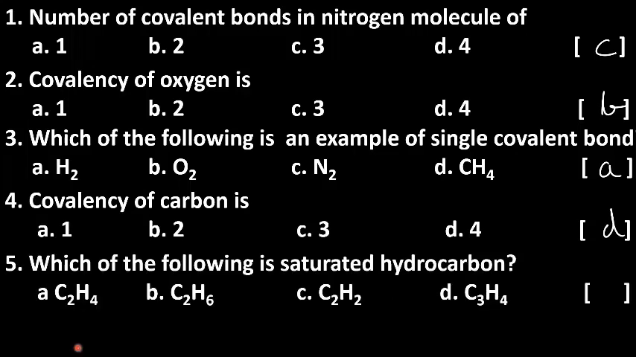Which of the following is a saturated hydrocarbon? C2H4, C2H6, C2H2, C3H4. A saturated hydrocarbon has the formula CnH2n+2. So which formula fits that? Just check. This is C2H6, ethane. So the saturated hydrocarbon is ethane, option B.